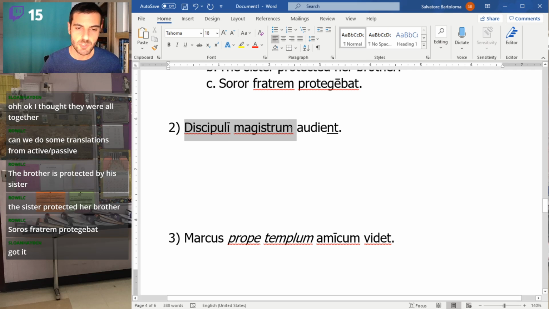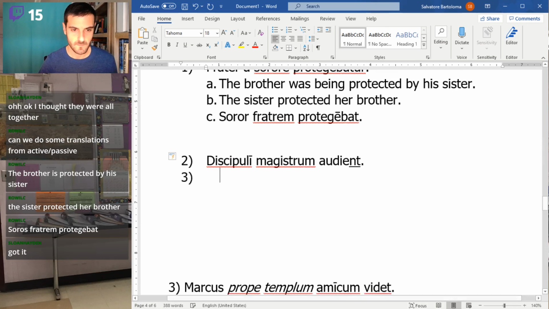Discipuli magistrum audient. First thing we do, translate the original.